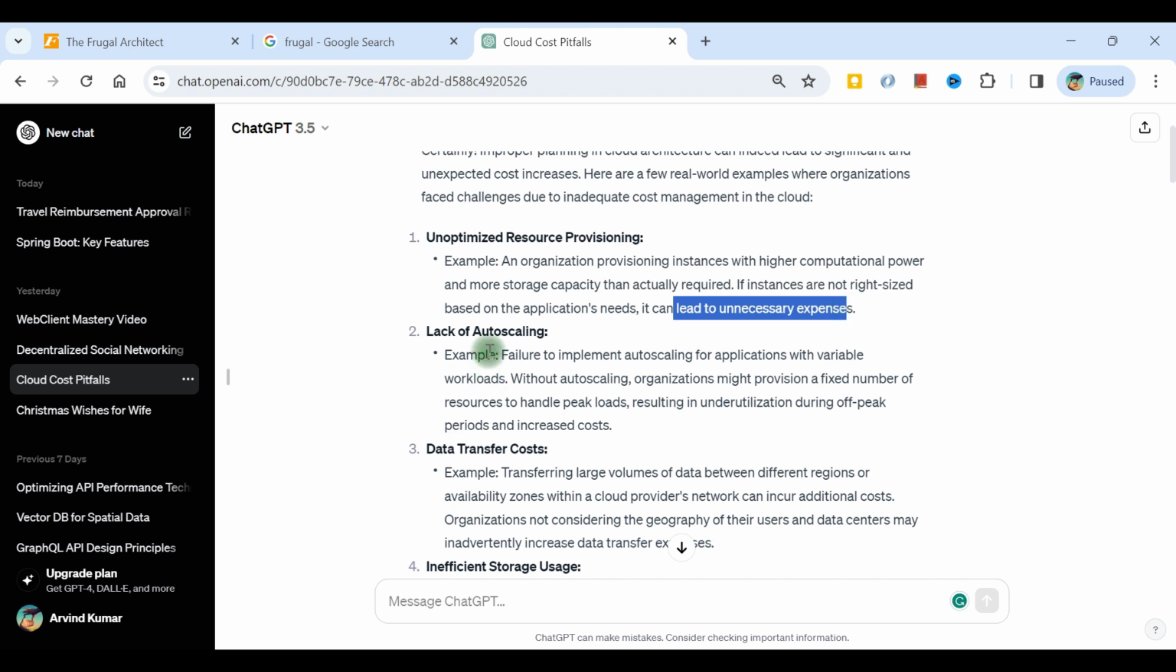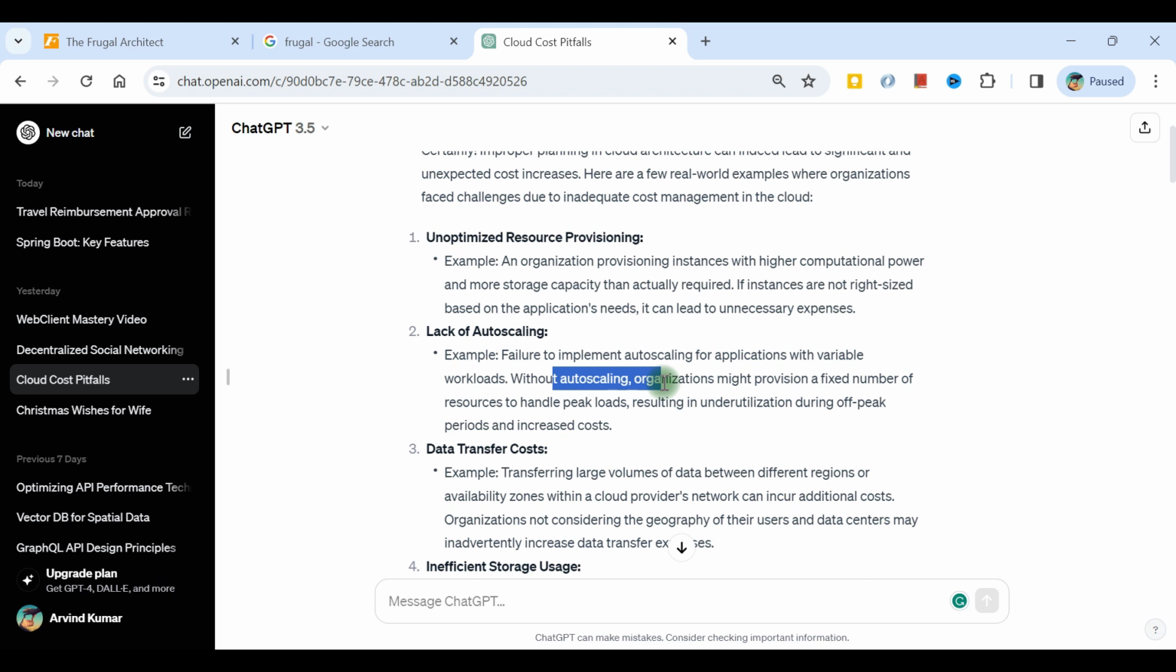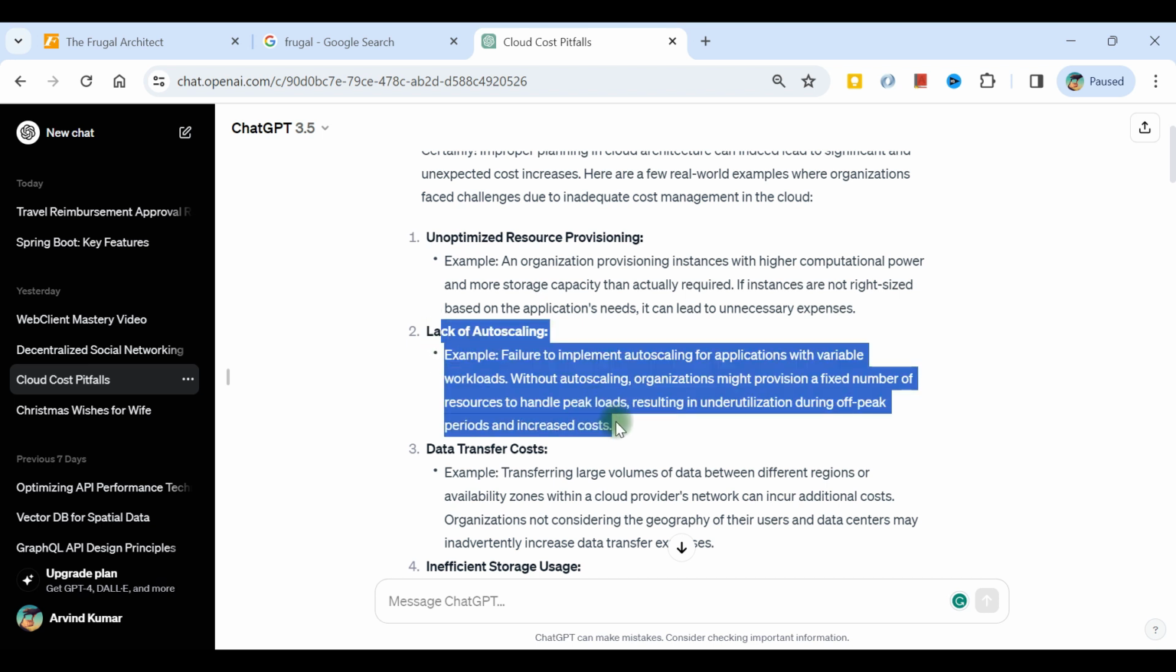Next point is lack of auto scaling. Failure to implement auto scaling for applications with variable workloads. Without auto scaling, an organization might provision a fixed number of resources to handle peak loads, resulting in underutilization during off-peak periods and increased costs. I think anyone using the cloud will be using auto scaling, because that's the purpose of the cloud: you pay for what you use. When the demand is high, it automatically scales up to that level. But obviously we have to enable that auto scaling, so it's an engineering mindset for that one.